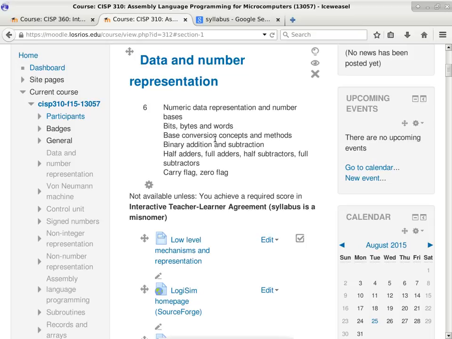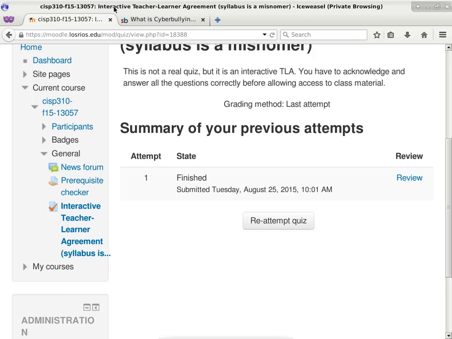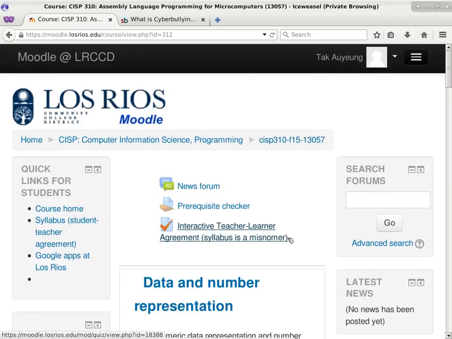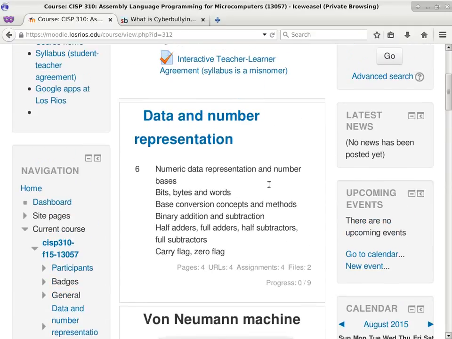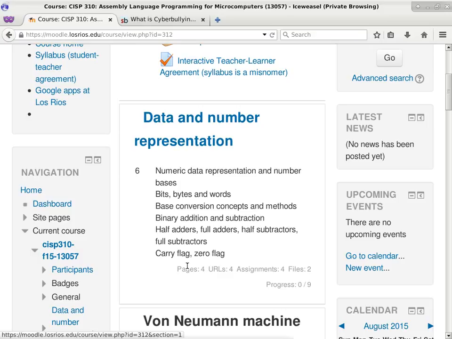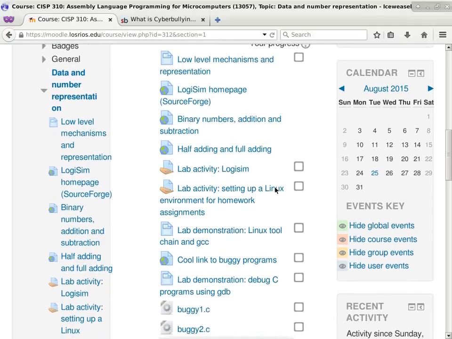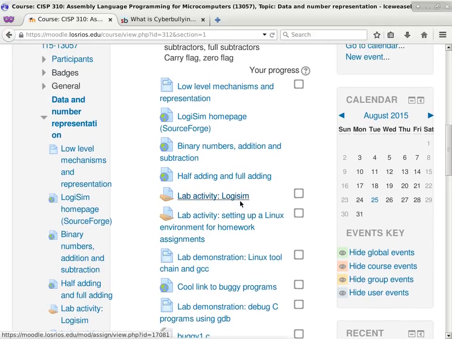Okay, so now if I switch back to the student view and just go back to the main part, I should see the second one open up. Yep. So that data and number representation is now available to me. You just click it, and you will see some activities. Okay, these are homework assignments, and the other ones are just HTML documents.